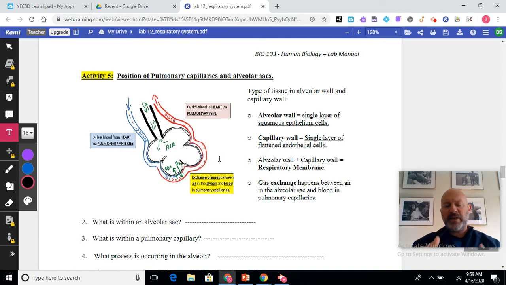Again, these two gases are going to be moving down their concentration gradient. So there's a higher concentration of carbon dioxide in the blood compared to the alveolar sac. That's going to cause the carbon dioxide to leave the blood and enter this alveolar space. The concentration of oxygen is going to be greater inside the alveolar sac compared to the blood, and that's going to cause the oxygen to diffuse down the concentration gradient from the alveolus into the blood.